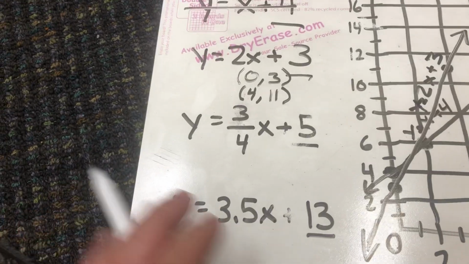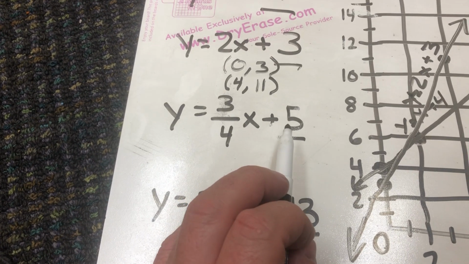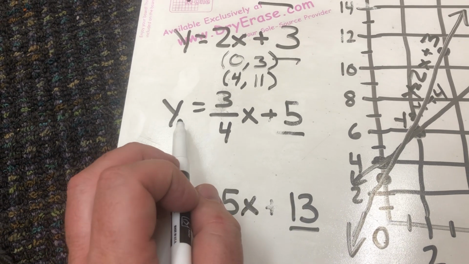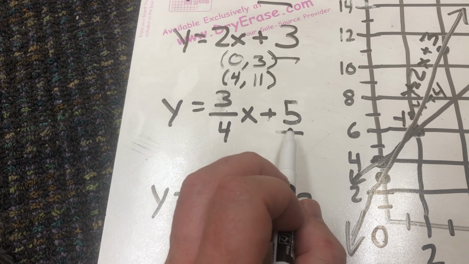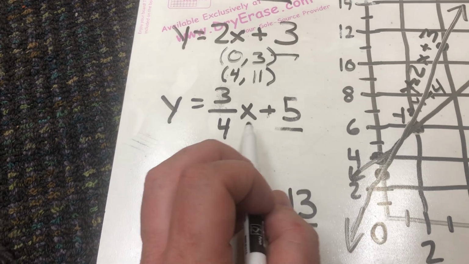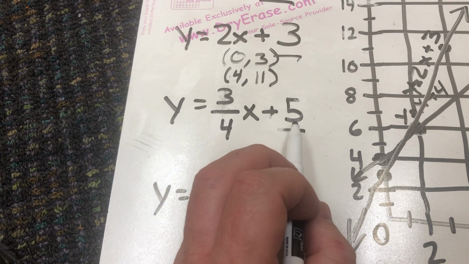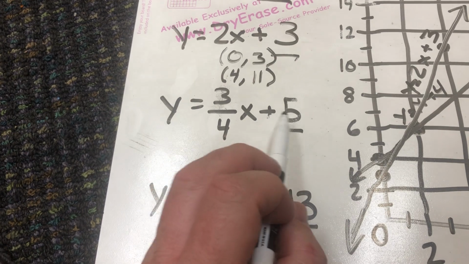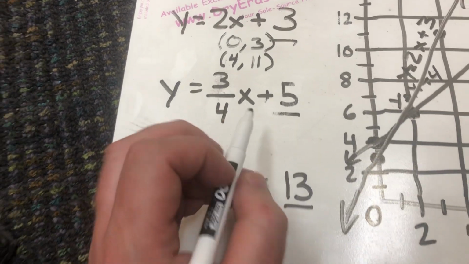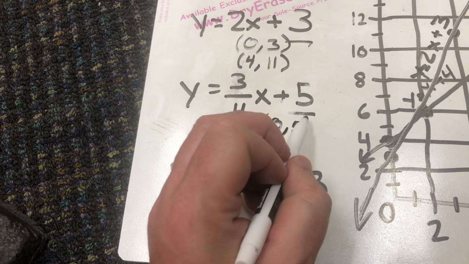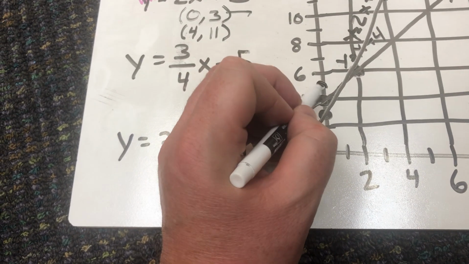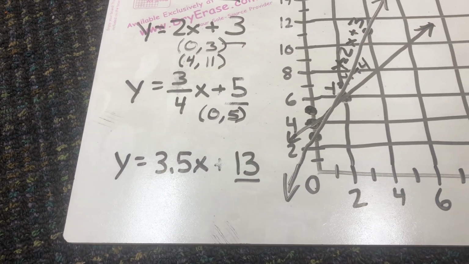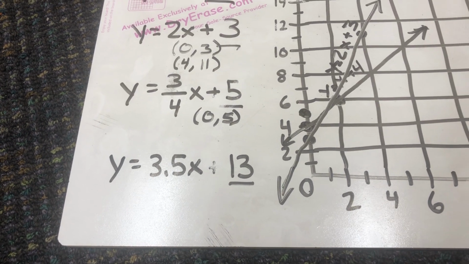All right, now here's an interesting one. y equals 3/4 x plus 5. Once again, this is slope-intercept form, y by itself, so I know that this is the y-intercept. So I know that when x equals 0, y is 5. That's my y-intercept. And sure enough, 3/4 times 0 equals 0, plus 5 is 5. So my first ordered pair is going to be 0, 5.